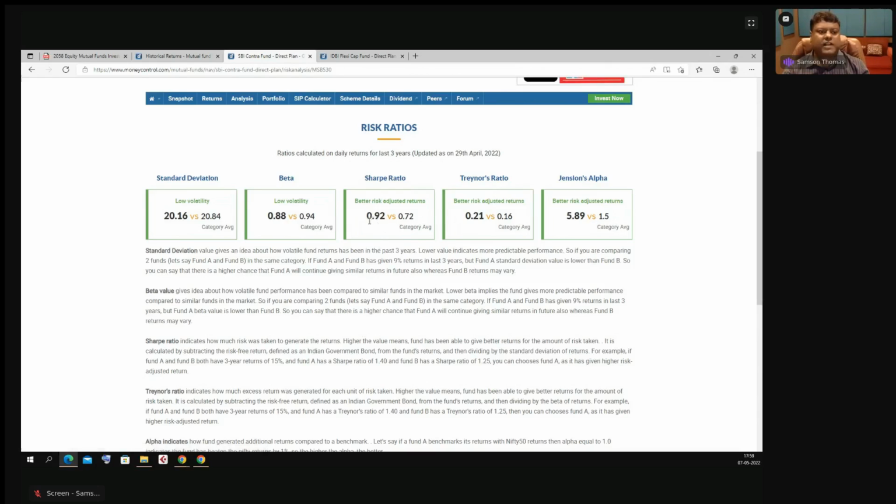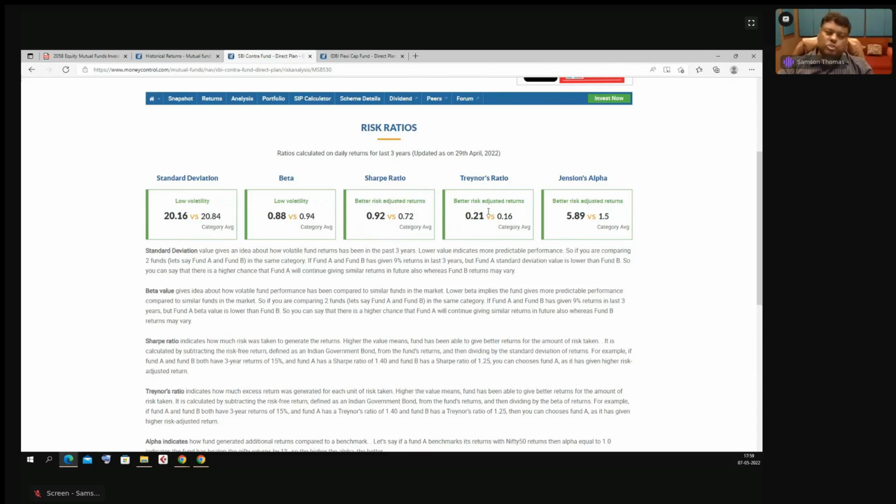So the higher the Sharpe ratio, the better. If the Sharpe ratio is higher, then it is better, because that means that per unit of risk taken, it is giving a higher return. So 0.92 is the Sharpe ratio here, and 0.72 is the category average. So you have better risk adjusted returns on this fund.